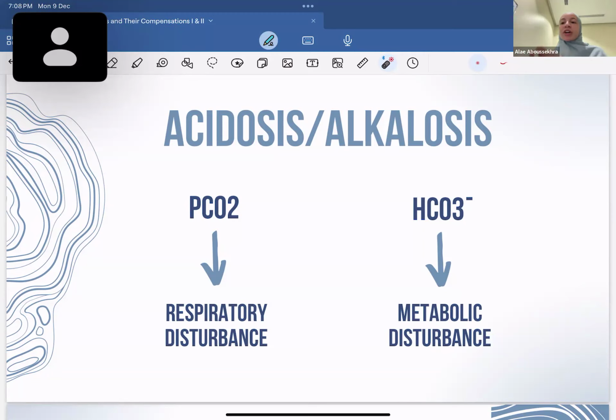On the other hand, bicarbonate is what controls the metabolic disturbances. So if you see a change in bicarbonate, you know that this is a metabolic disturbance. You should also remember that bicarbonate is a base. If you increase the base, obviously you're going to have alkalosis. If you decrease the base, you're going to have acidosis. Make sense?